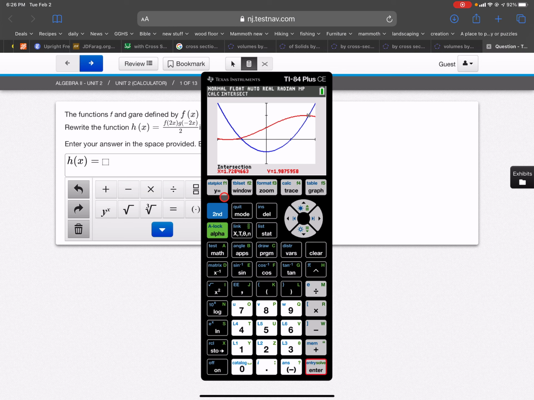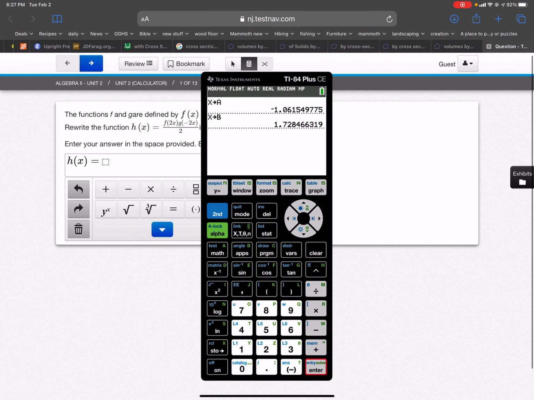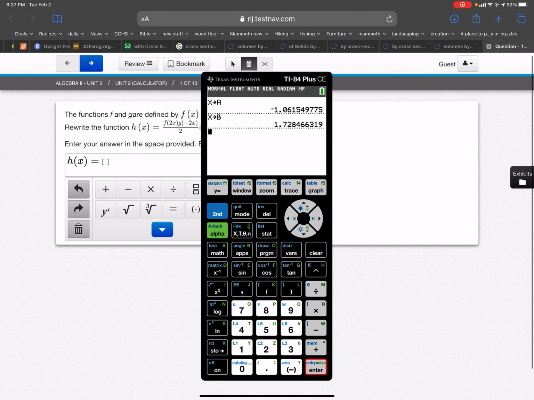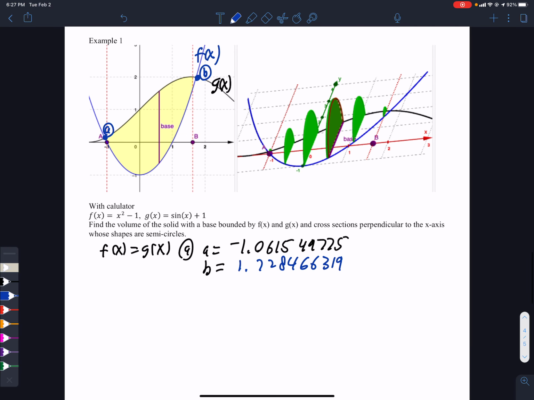1.7284663. I'm going to go to the home screen, second quit, and I'm going to say, hey, take my x you just calculated and store that as B. So 1.728466... So now I have those 2 points.